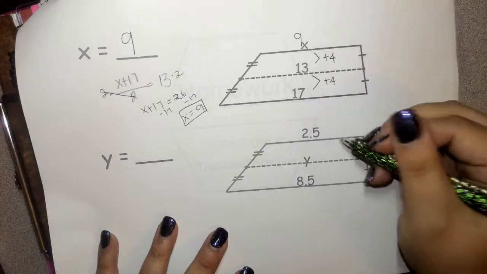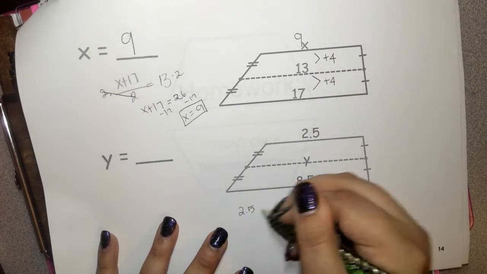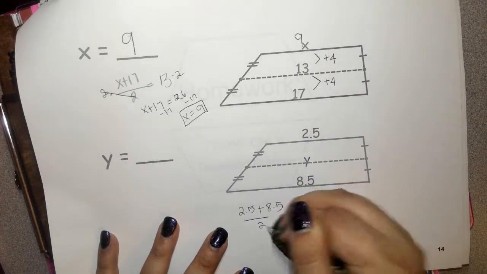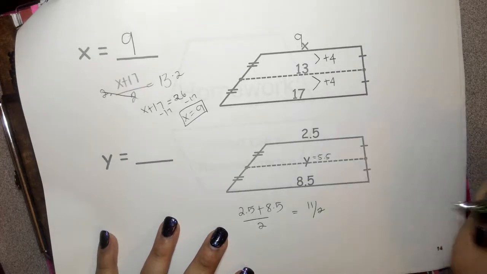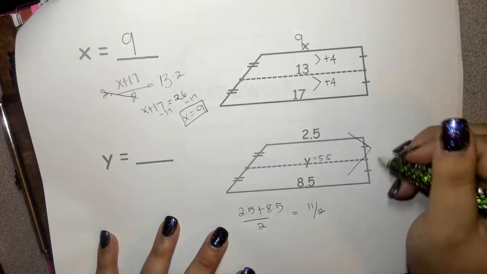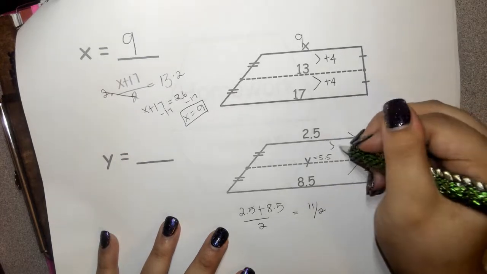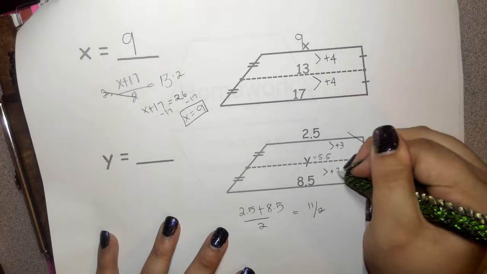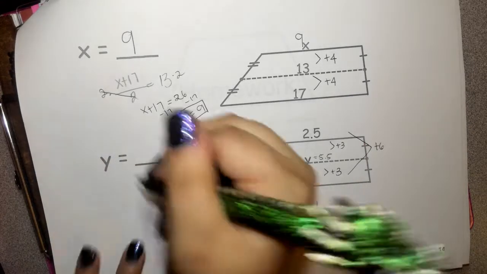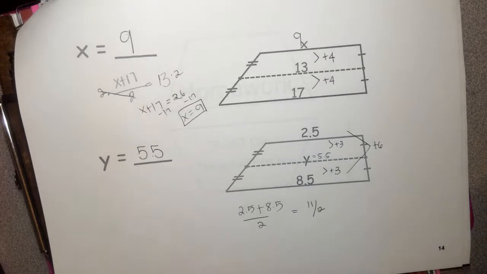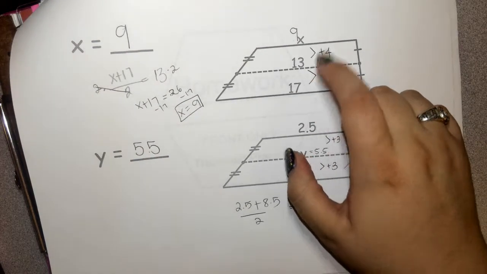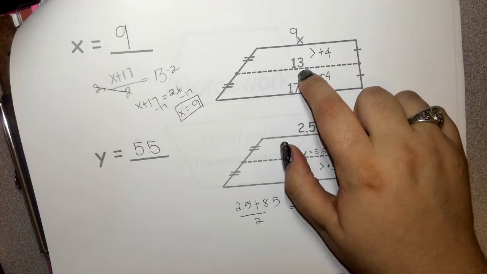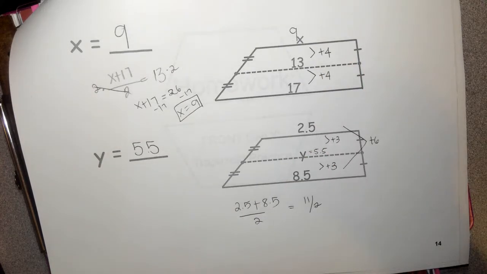Okay, right here, I could do 2.5 plus 8.5 divided by 2, which gives me 11 over 2, which is 5.5. Or, from here to here is plus 6. So what am I going to do to each of these? Either way, it works. Where do you get the 9 from over here? So if this is plus 4, what plus 4 gives me 13? Okay. Yes, that's simple. There's nothing extra about that.